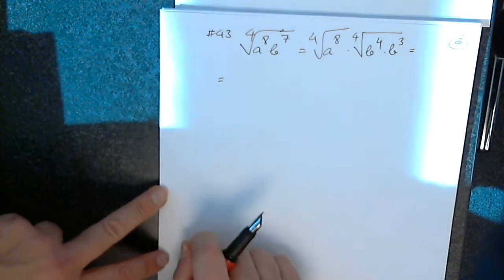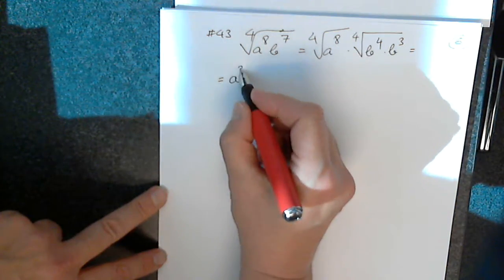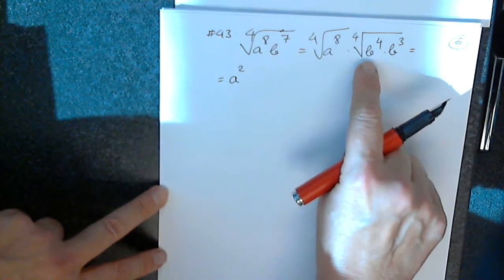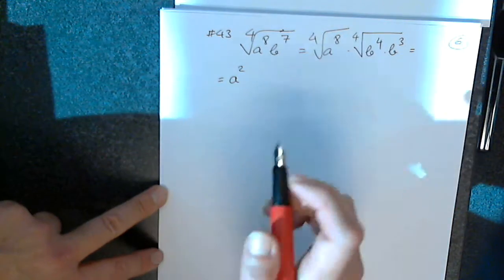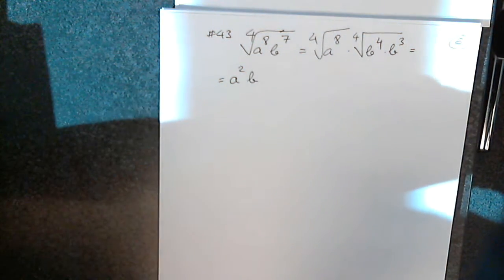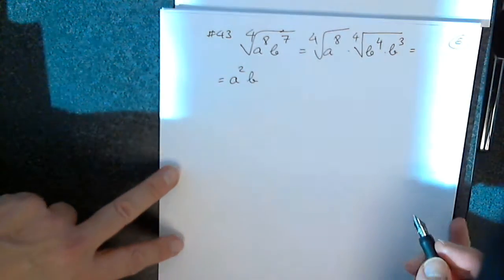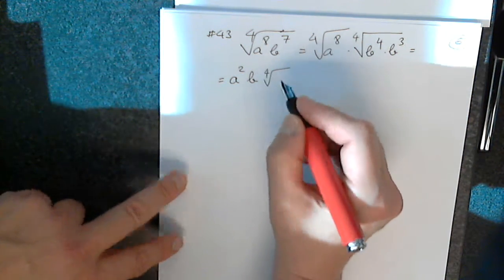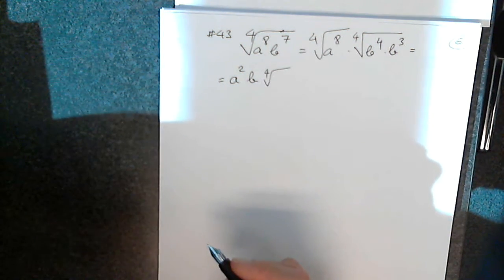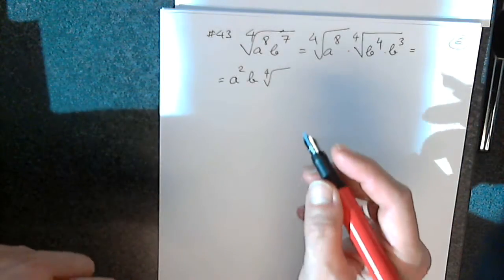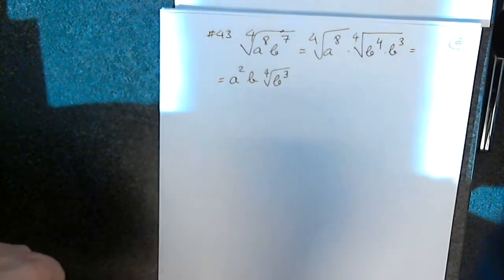So now the first one is? Very good. That's done. The fourth root of b to the 4th is? Very good. Or maybe the absolute value, but we are told everything is positive. And the radical that cannot be simplified any further is the fourth root of b to the 3rd. Excellent.